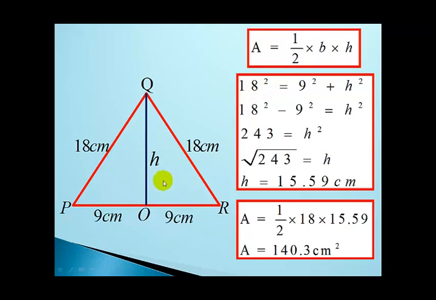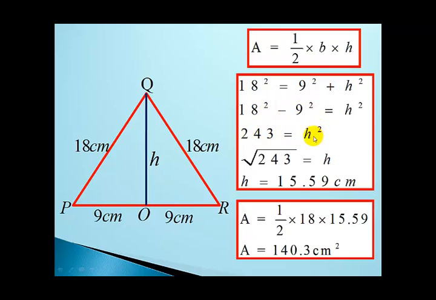Now that you have divided the triangle into two halves, we consider either triangle QPO or QOR. Considering triangle QPO, using the Pythagoras theorem, 18 square is equal to 9 square plus h square. So we subtract 9 square from the left-hand side, and we have 18 square minus 9 square to be 243, and this is equal to h square.